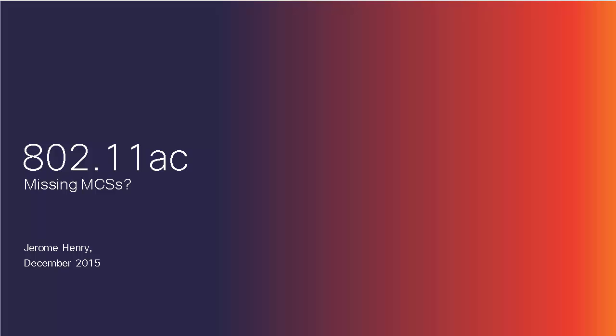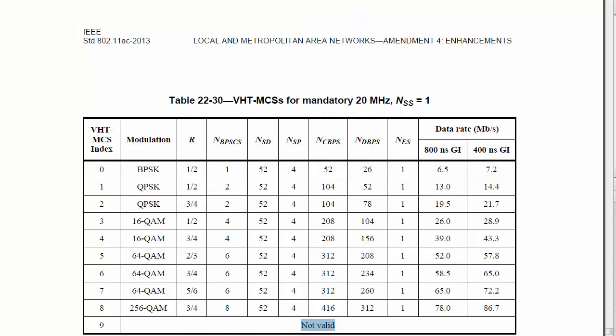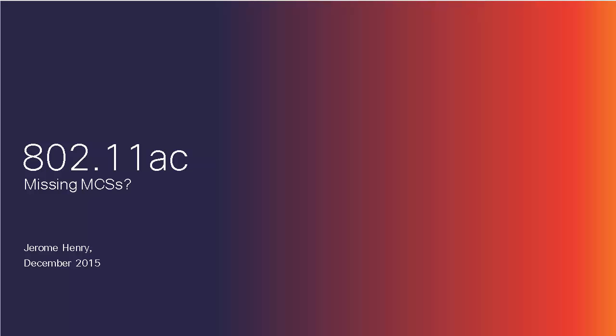This is part of the theoretical background video series, and in this video I would like to answer a question I often get when people look in detail into 802.11ac: why is it that some MCSs are missing? When you look at those tables of VHT MCSs in the protocol itself, or anywhere on the internet, you see that some of them are labeled not valid. The question I often get is, why are these not valid? What's wrong with them? This is what I would like to share with you today.